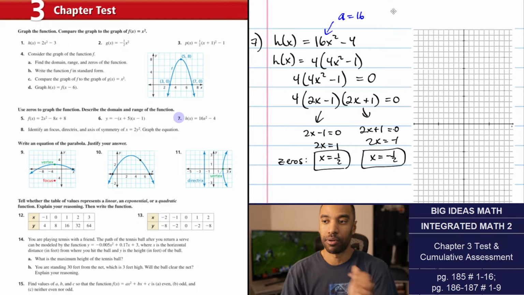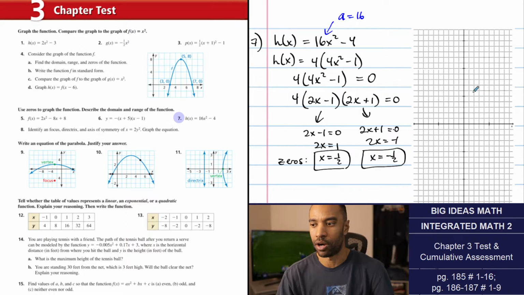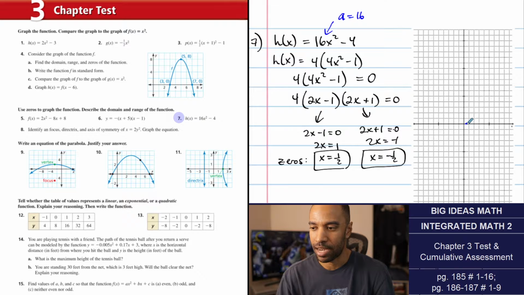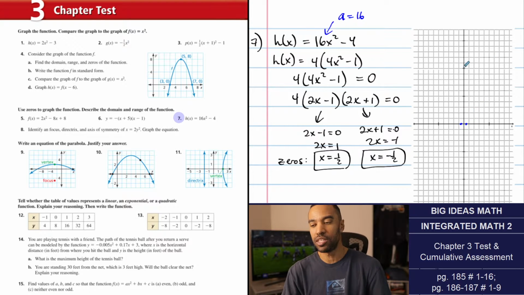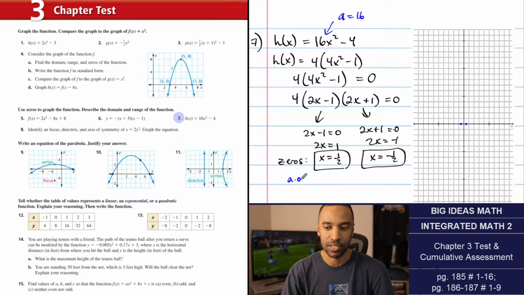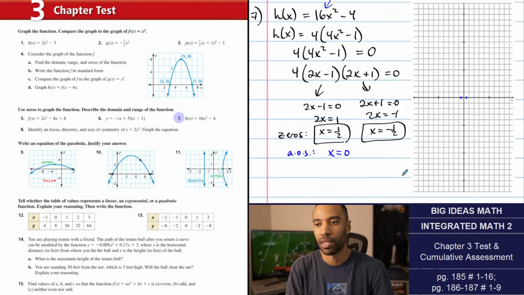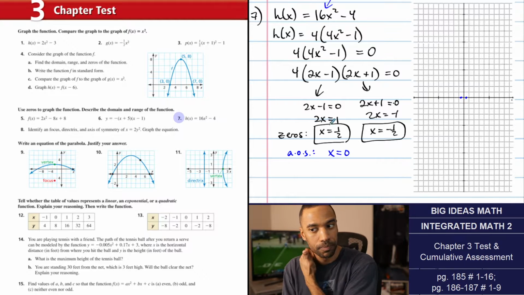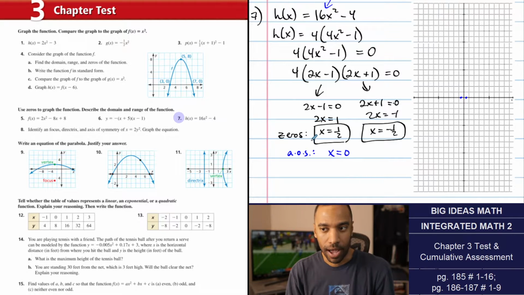Now, the axis of symmetry shouldn't be too hard. These are at 1/2 and negative 1/2, which are like that. I could change the scaling, but I'm going to choose not to. 1/2 and negative 1/2, which means the axis of symmetry is on x equals 0, the y-axis. Axis of symmetry is x equals 0, halfway in between. Now we're going to substitute 0 for x to find the y value.